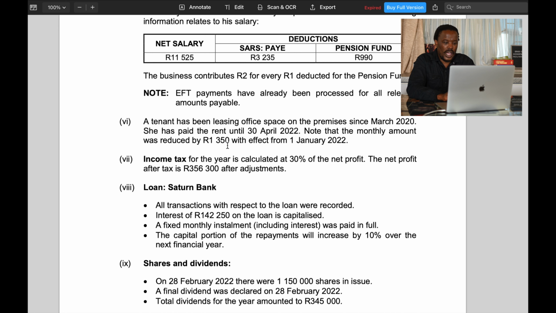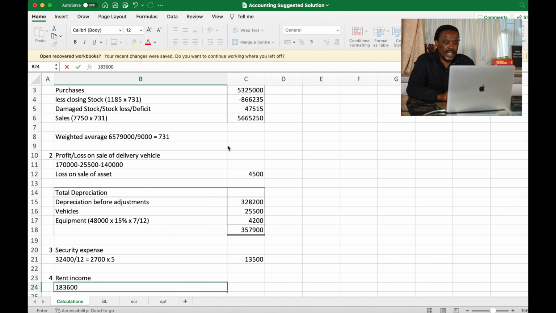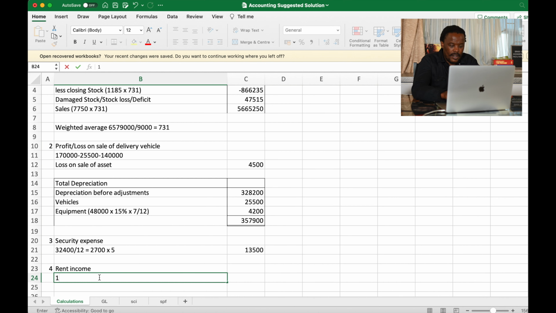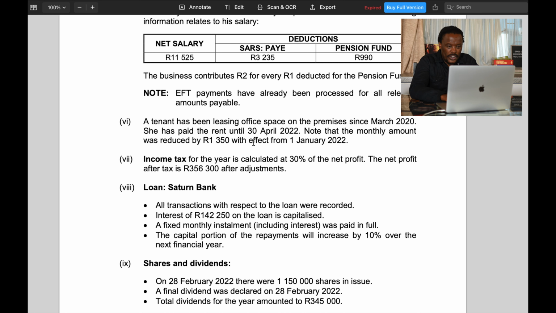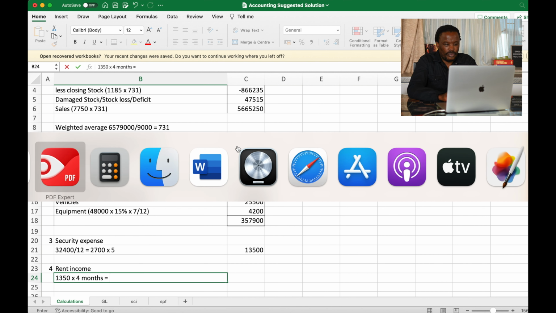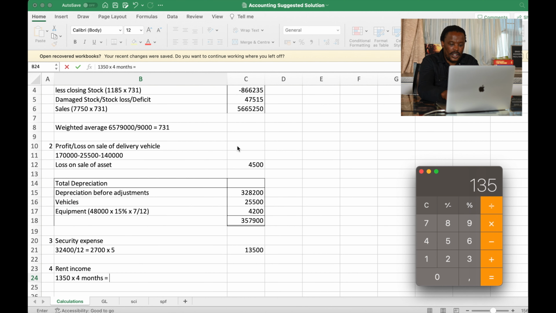Let me start by doing this. Let's assume this rent was not reduced at all. So if we assume that it was not reduced at all, we're going to say, okay, let's minus. It was reduced by an amount of how much? 1,350. 1,350 times 4 months, which equals 5,400.